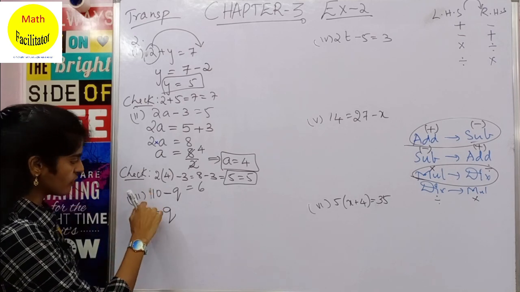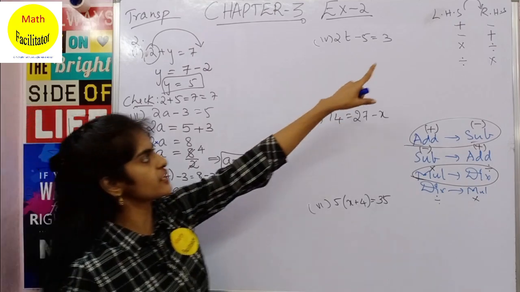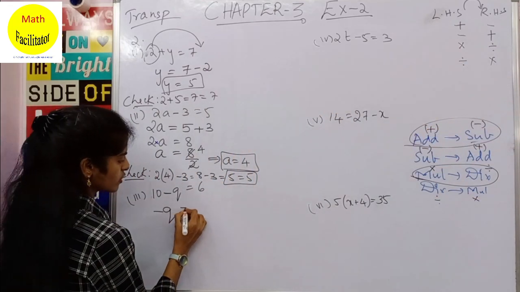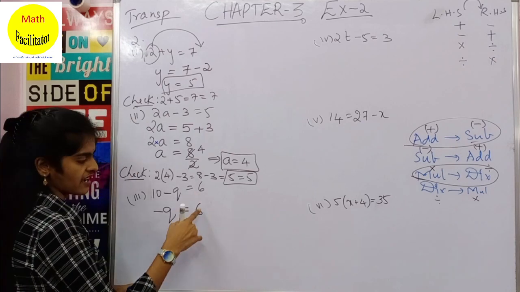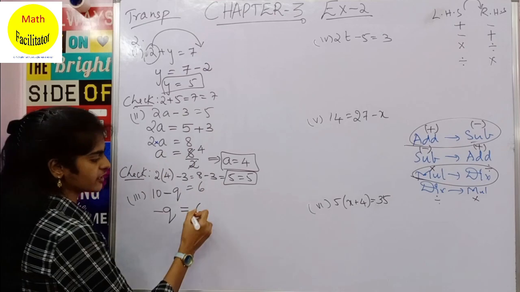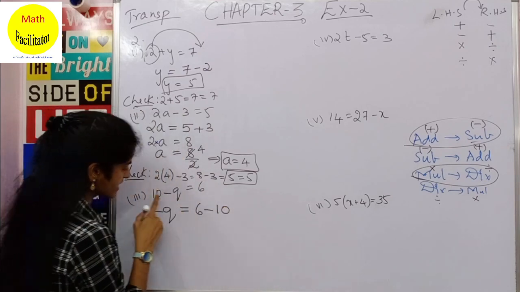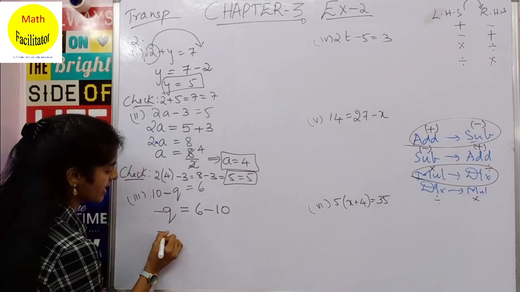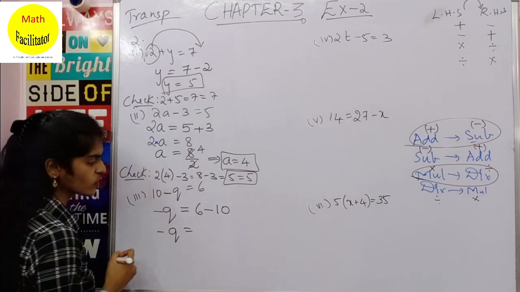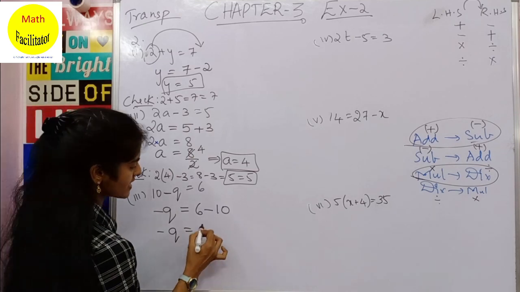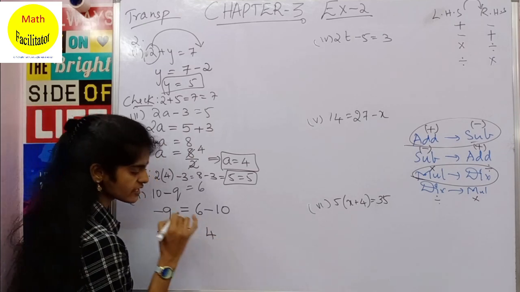So when you are sending a plus sign to the RHS, it becomes minus. Already you have 6 in the RHS. This 10 you are sending to the other side becomes minus 10, because it is plus 10. So minus q equals, here you have a positive integer and a negative integer, so you will subtract. 10 minus 6 is 4.